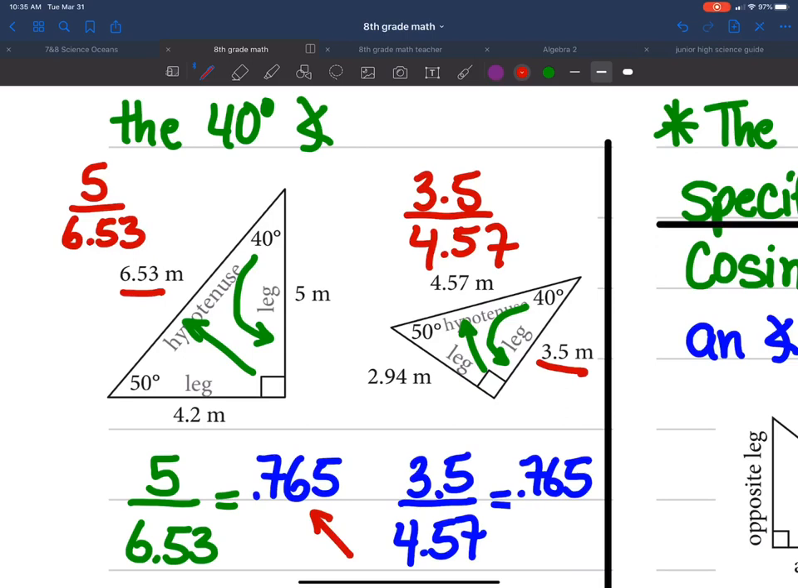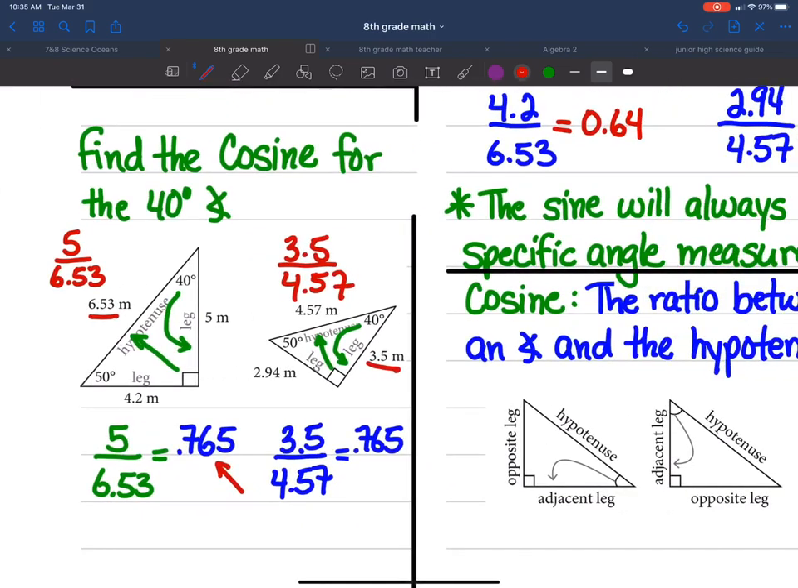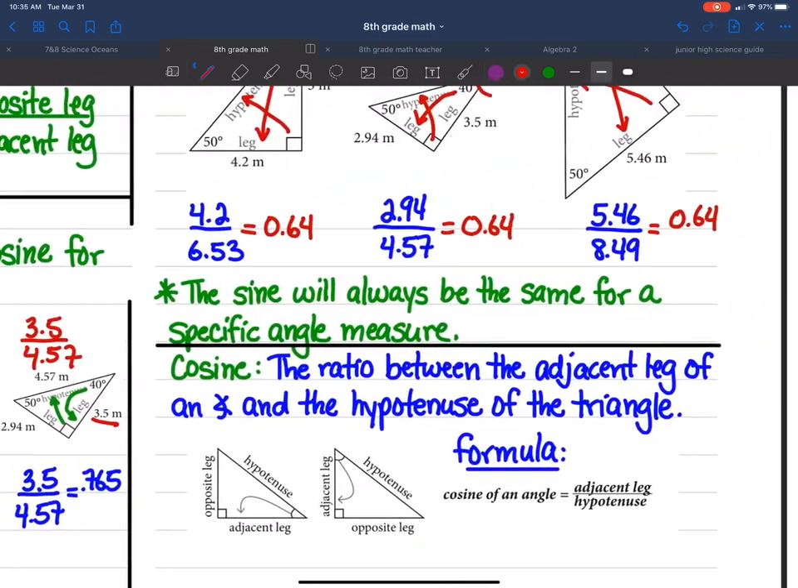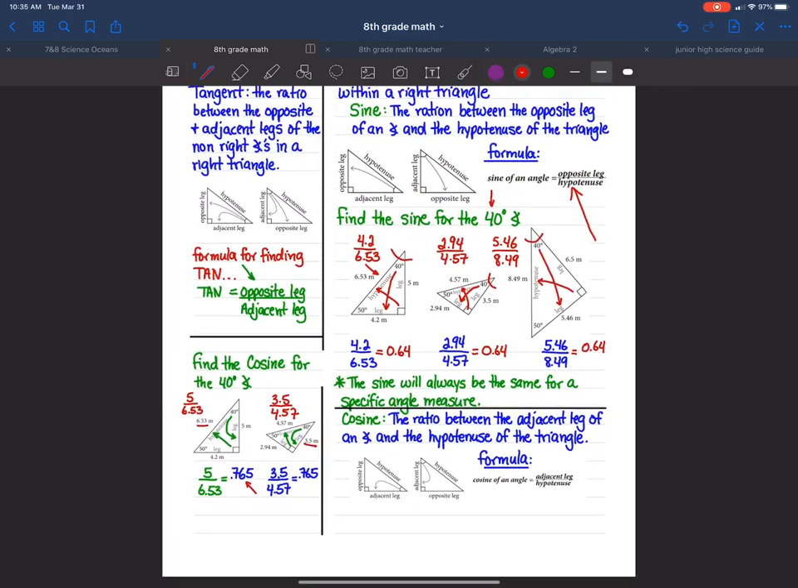That's how you find the cosine. Now, the hardest thing about the whole thing is trying to remember which formula goes with which one: the tangent, the sine, or the cosine. So let's go on to the next page here. Yes, there is a page 2. Don't freak out about it.